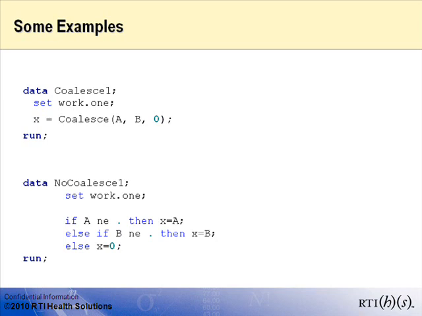I've also included another data step here called noCoalesce1. This performs the same task but using if statements. This is here just to be clear about what the COALESCE function is actually doing. However, whilst it may be feasible to use if and else statements for comparing two or three variables here, the coding quickly becomes tedious when the number of variables increases, and therefore the COALESCE function becomes more and more valuable.